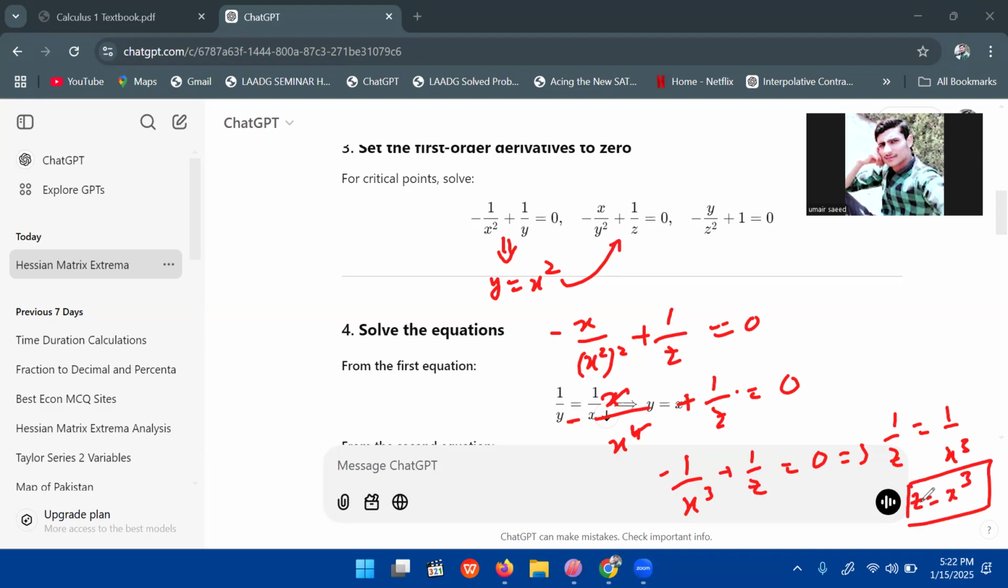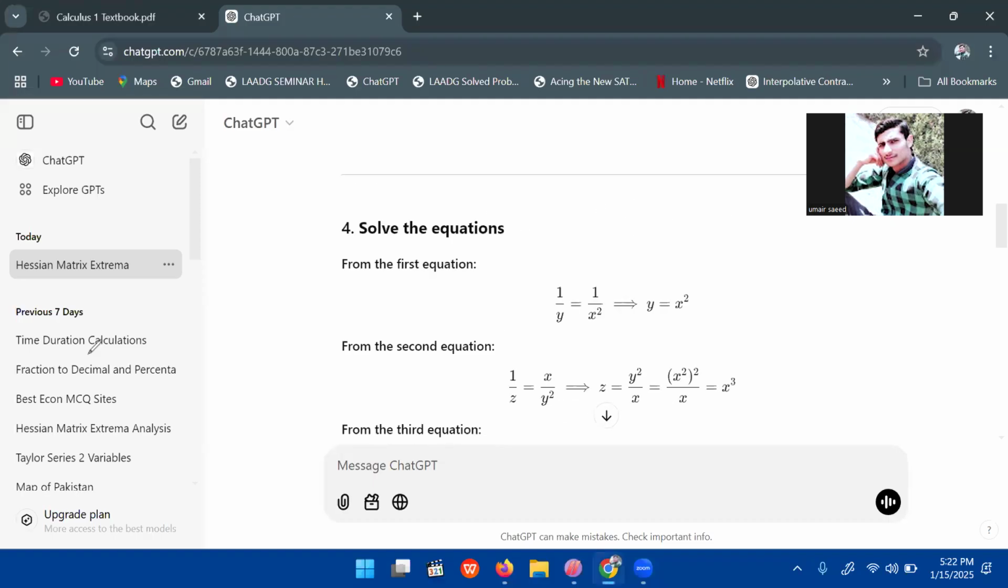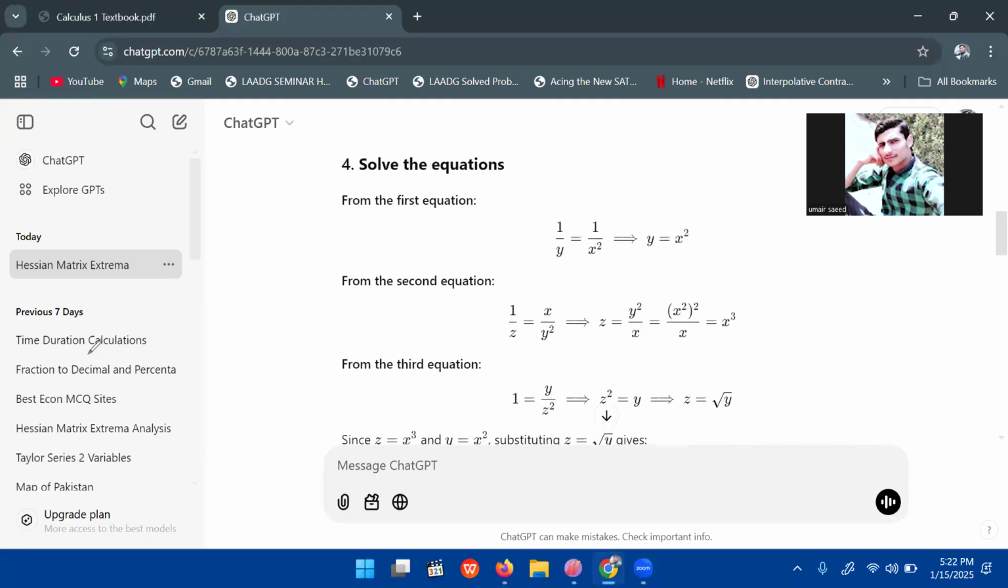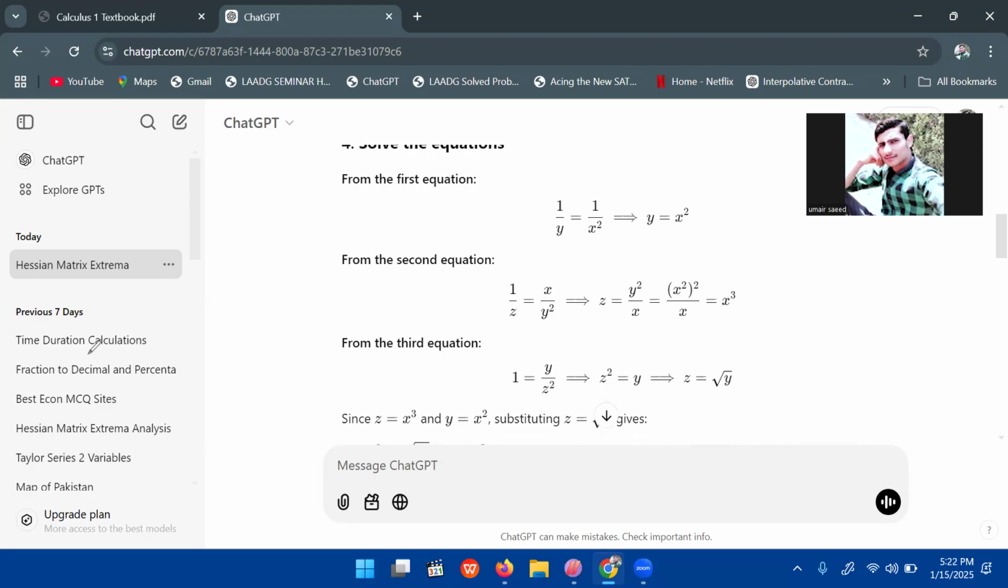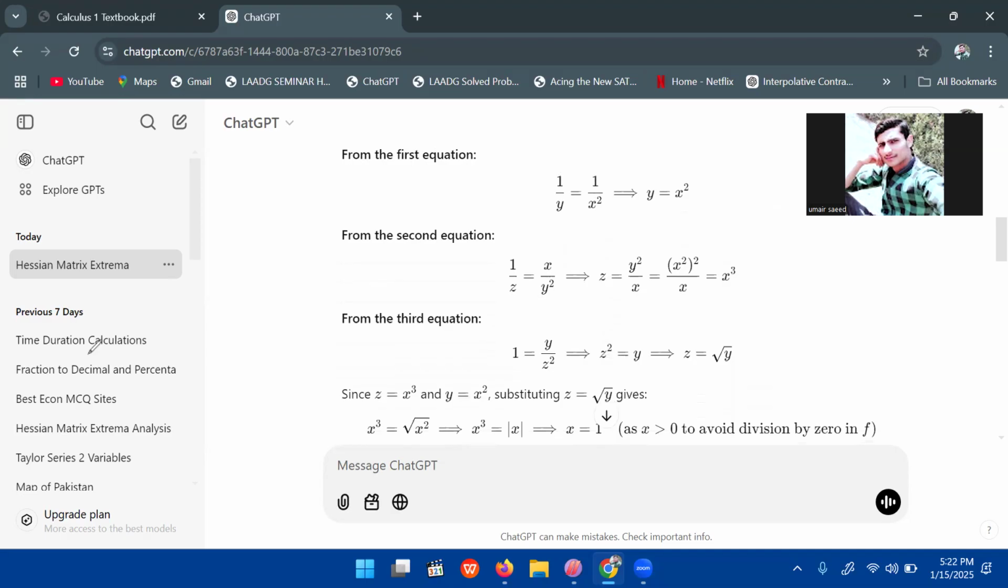This is our result. We have obtained y is equal to x square and z is equal to x cube from the first and second equations. So after solving the first two equations, we get the values. Now we put the given values into equation number 3, which is like this.